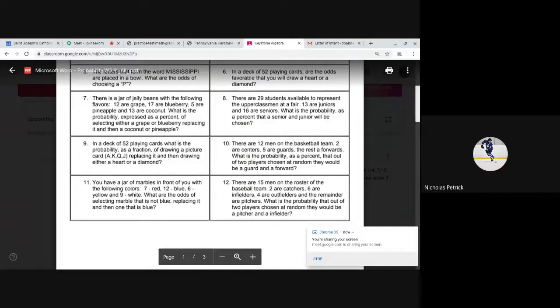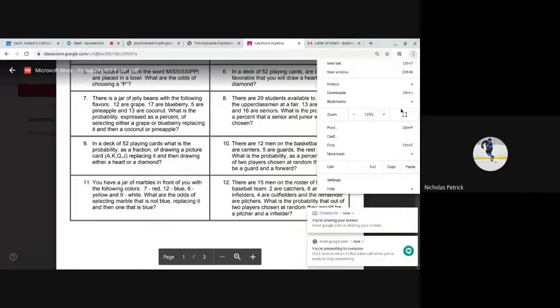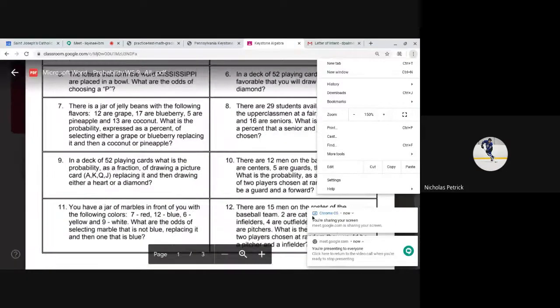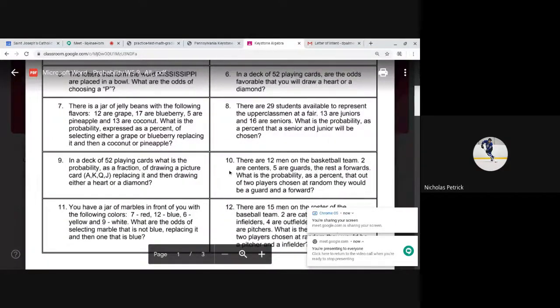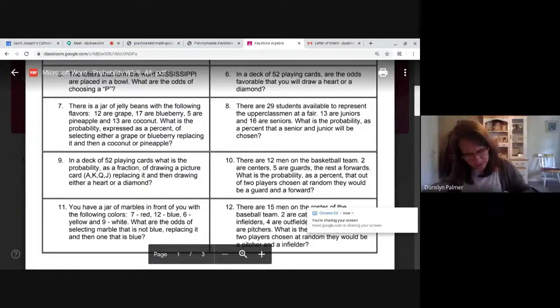In a deck of 52 playing cards, what is the probability as a fraction of drawing a picture card, replacing it, and then drawing either a heart or a diamond? Okay, so let's think about it now, Nicholas. There's 52 cards total. That goes on the bottom, right? Probability of picking a picture card, an ace, a king, a queen, or a jack. How many cards are an ace, king, queen, or jack? 16. Okay, there's 4 aces, 4 kings. So we got 16 out of 52.